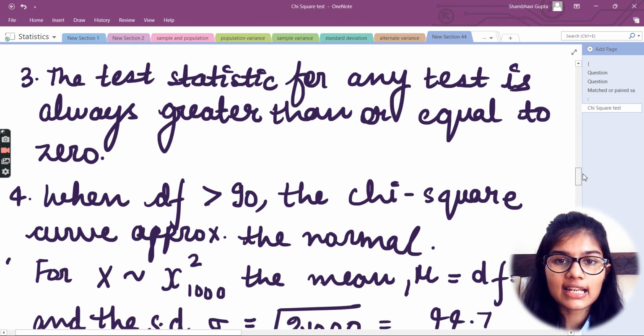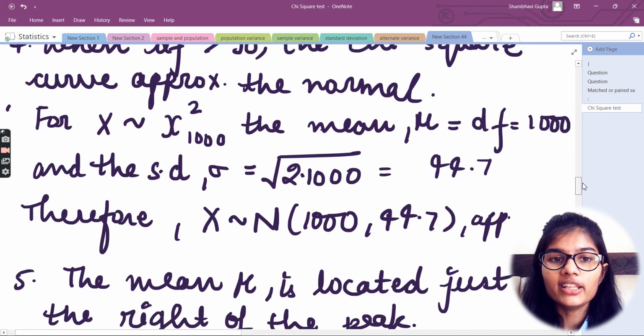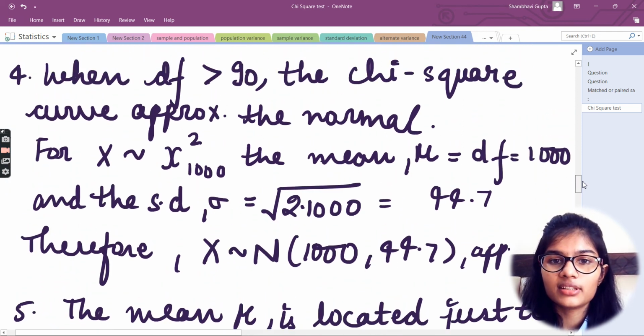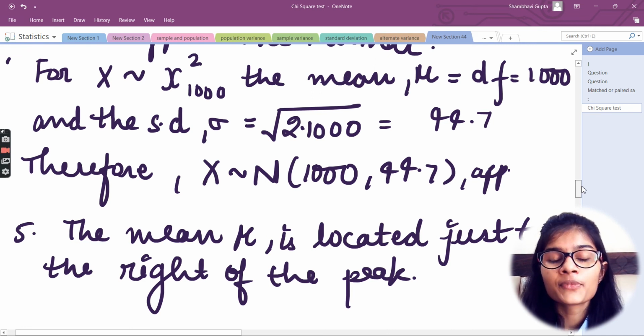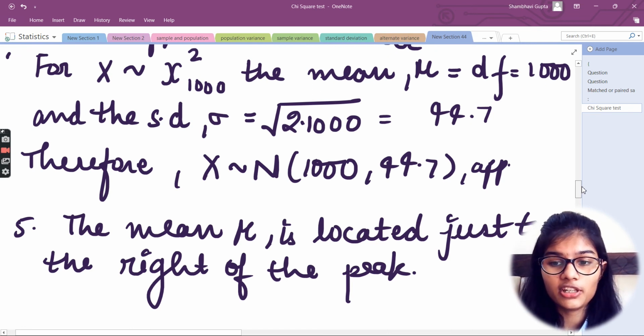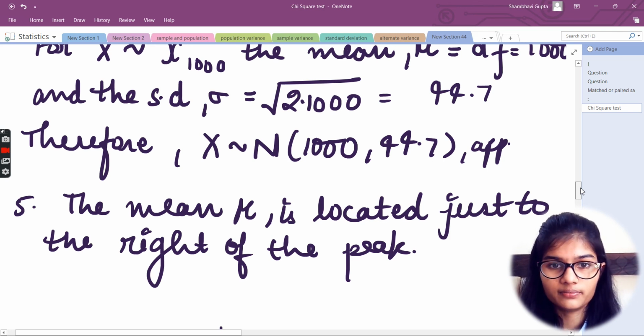The test statistic for any test is always greater than or equal to 0. When the value of df is greater than 90, the chi-square curve approximates the normal, like we have X belongs to χ² with 1000. In that case, the mean mu is equal to df, which is 1000. The standard deviation sigma is equal to the square root of 2 times 1000, and that's actually multiplication, not a point. Make sure to remember that.